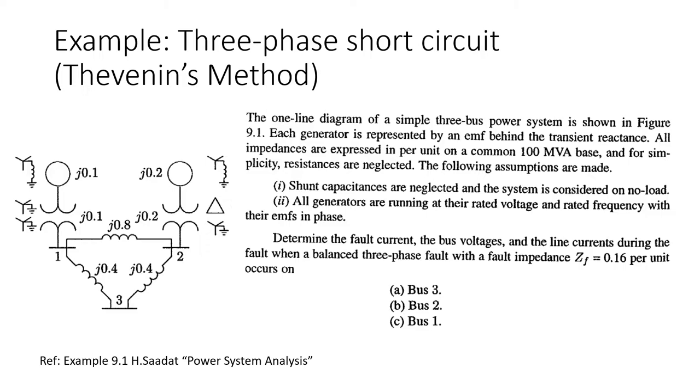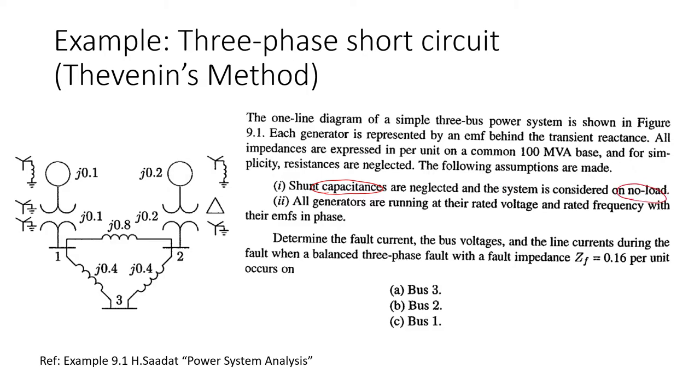So you can see that the first assumption states there is no shunt capacitance. So the shunt capacitance of each of the transmission lines is neglected, right? For a realistic representation of the transmission line, the capacitances are distributed on both sides of the line. Normally we express this in terms of B over 2 on both sides of the line. In this case, it is neglected. Moreover, the resistance of the line is neglected, and the system is considered on no load.